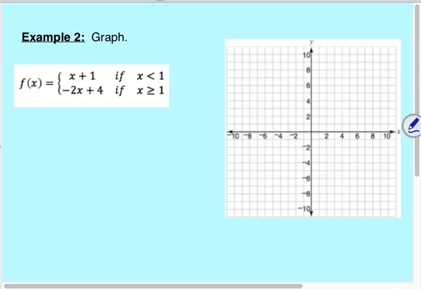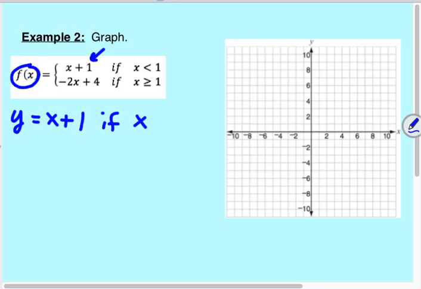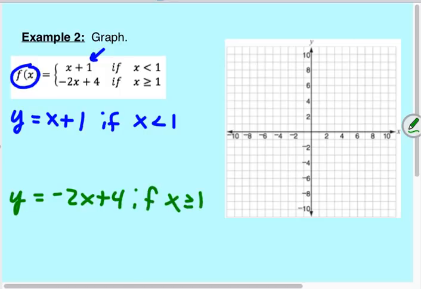Okay. Example 2, very similar. You're graphing two different things. I'm going to break them up right away. f of x, same as y. Y equals, the first thing is x plus 1 right here, if x is less than 1. So that's my constraint. It's at 1. The other graph that we're going to graph in a minute here is y equals -2x plus 4, if x, basically the opposite, is greater than or equal to 1.